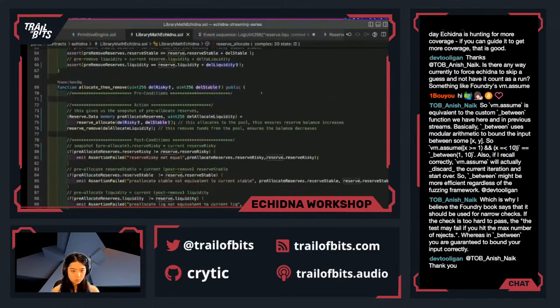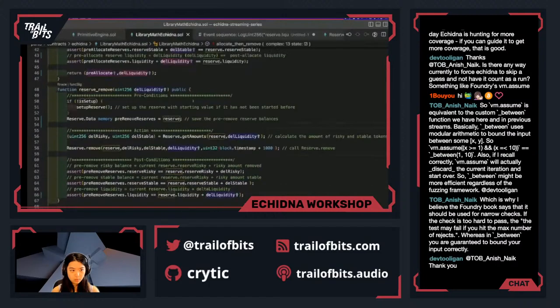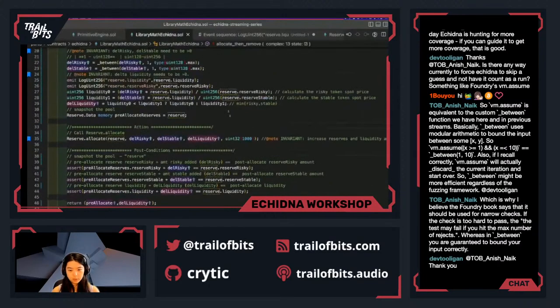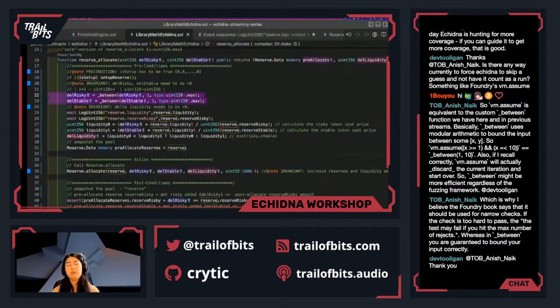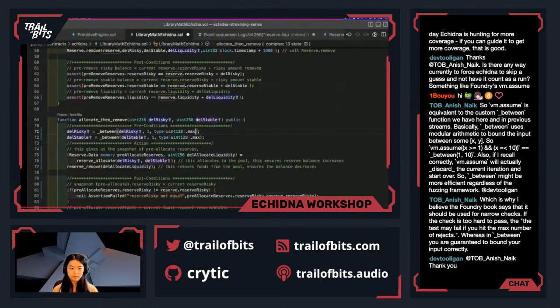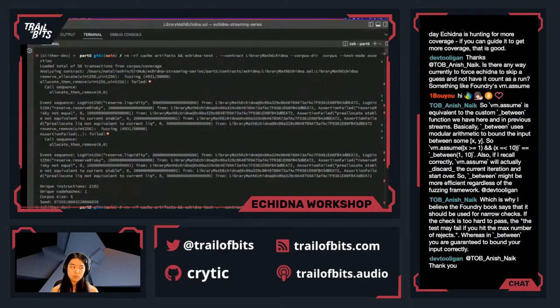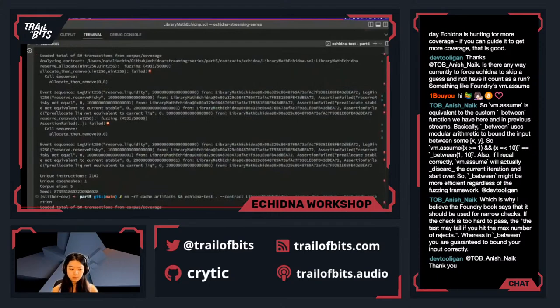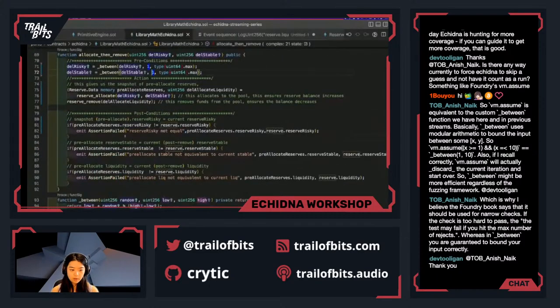I'm just going to further bound the risky, because I might be hitting the two balances of the tokens to an even smaller balance within the remove, just to give us a safer bound to work with. So we can do something like UN264. While this runs, any questions?